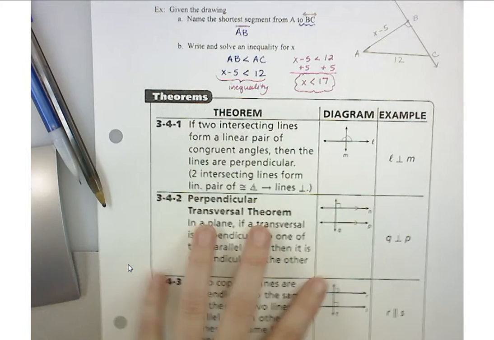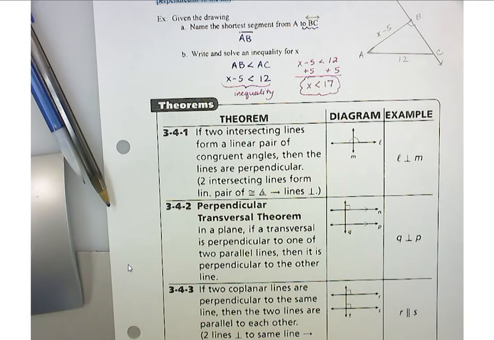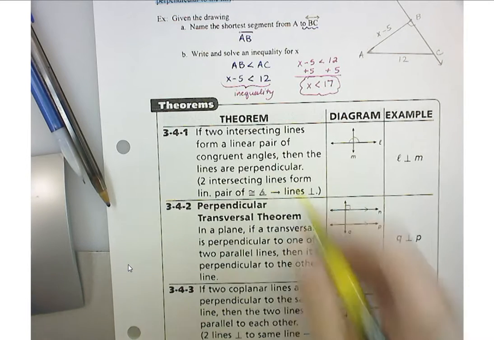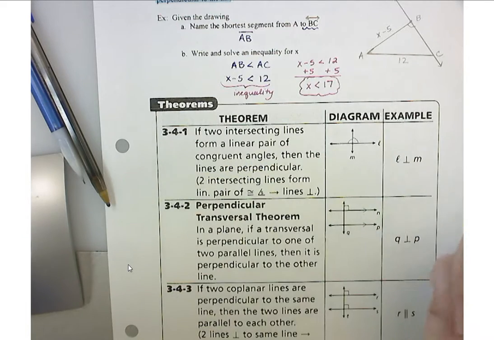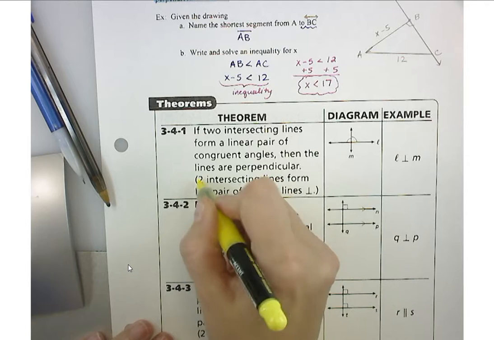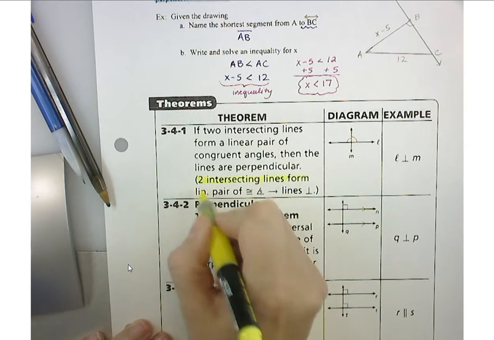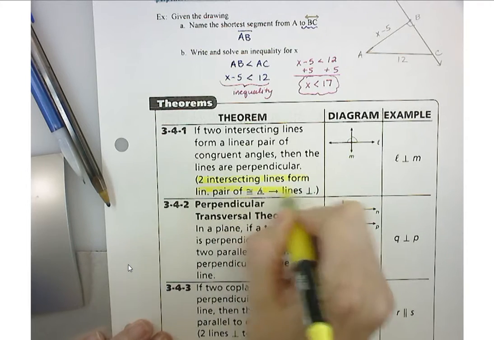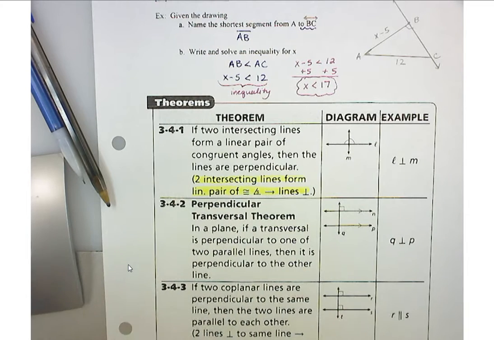Okay? So for our first theorem, it says if two intersecting lines form a linear pair of congruent angles, then the two lines are perpendicular. Now, what is here is going to be like the reason that you would write in your proof. You'd write two intersecting lines form a linear pair of congruent angles, then the lines are perpendicular, which I know is a lot. This one has a particular name, which is helpful.